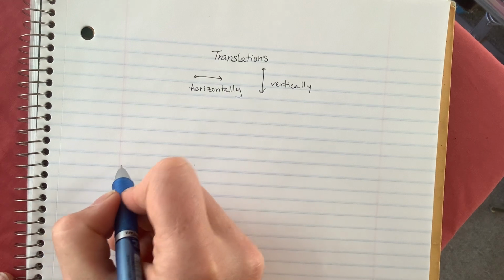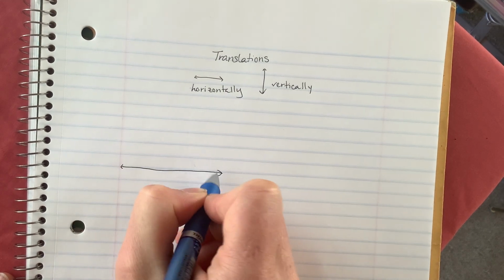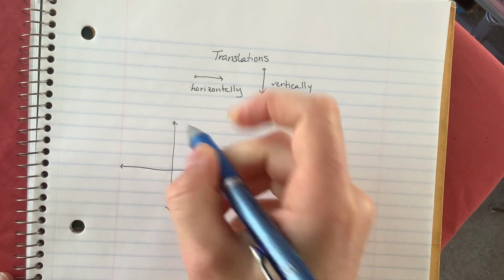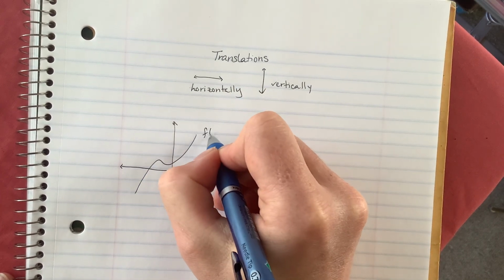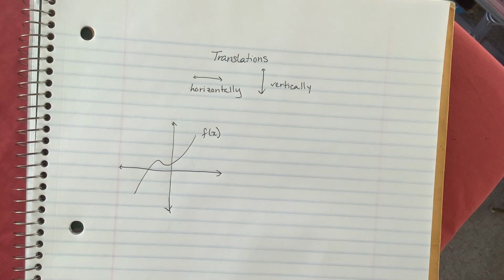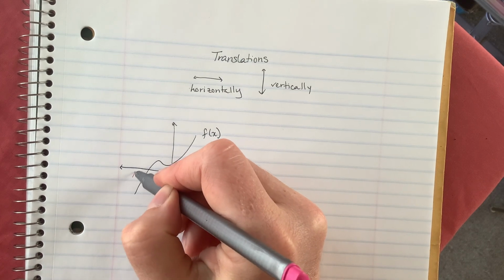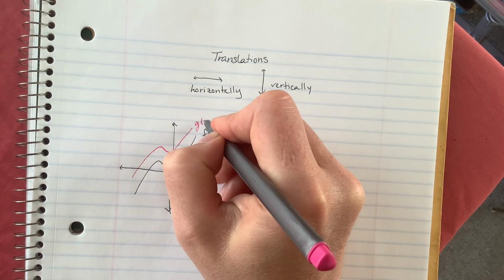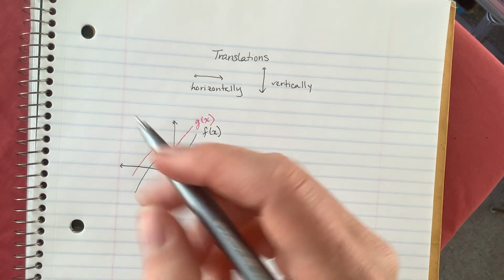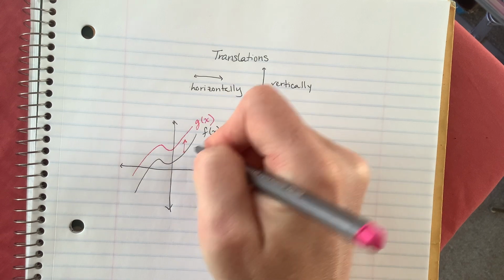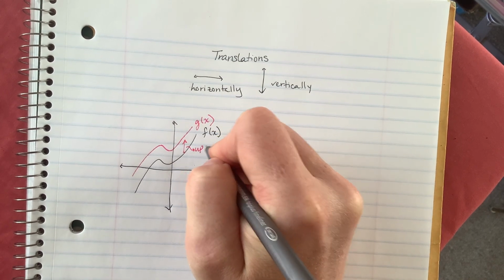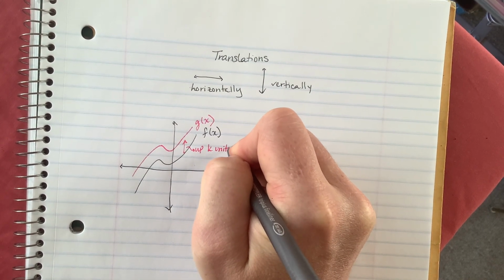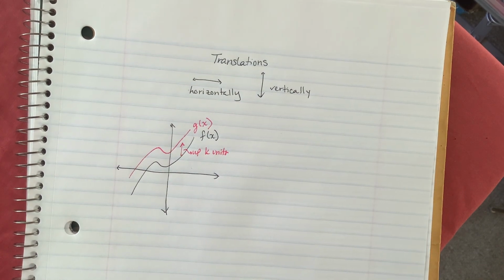So first, let's look at a vertical translation. So we would have an original function, f of x. And I'm just using a general function here, but this would work for any kind of functions. So our translated function, we'll have it move up. And so this is our new function, g of x. And we're going to say that it is translated up by k units. So we're just going to use a variable here.